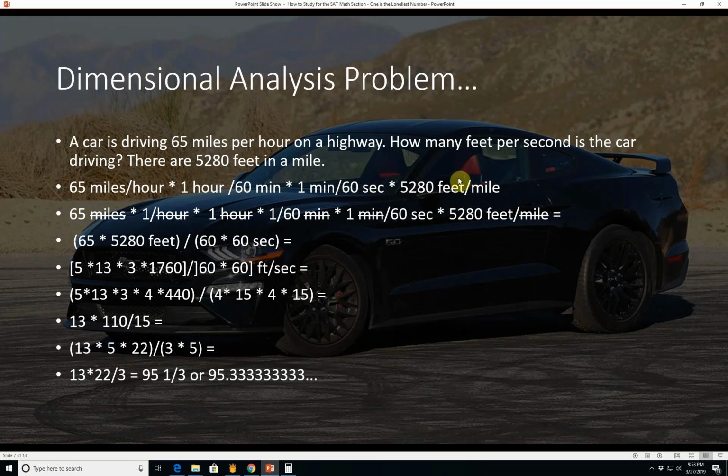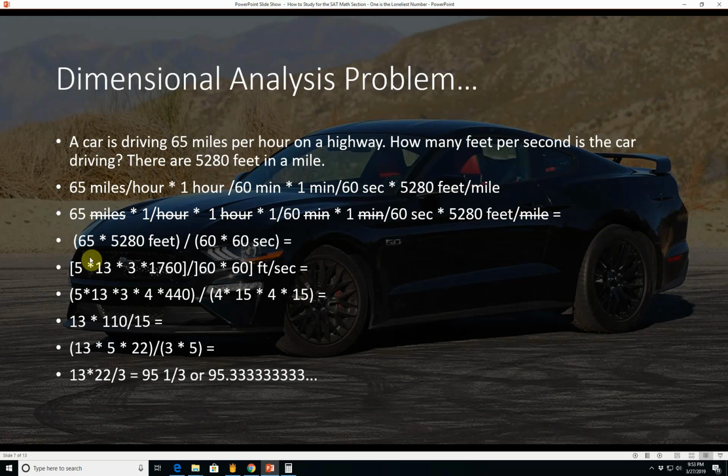mile, in 1 mile. Okay, so we see the mile cancels out the mile. The hour cancels out the hour. There's a minute on the bottom and a minute on the top, so they cancel out. So all we have left is feet and seconds. So we end up with 65 times 5,280 feet over 60 times 60 seconds.